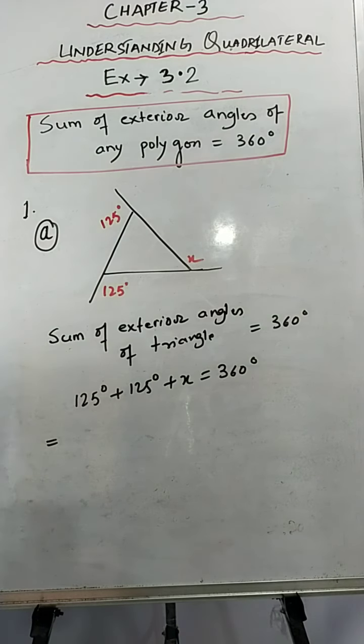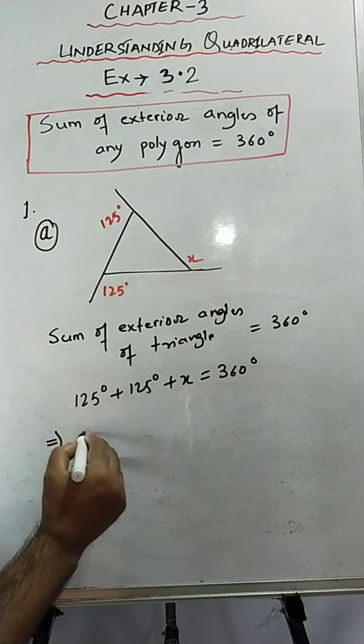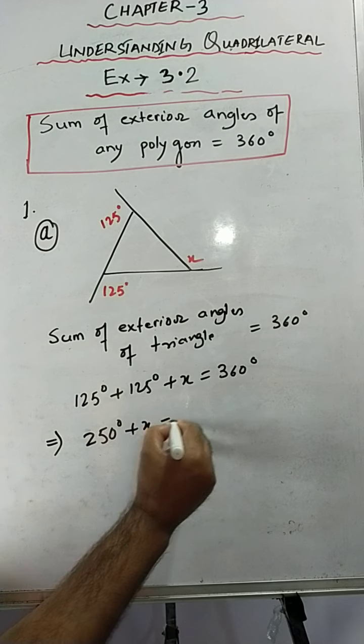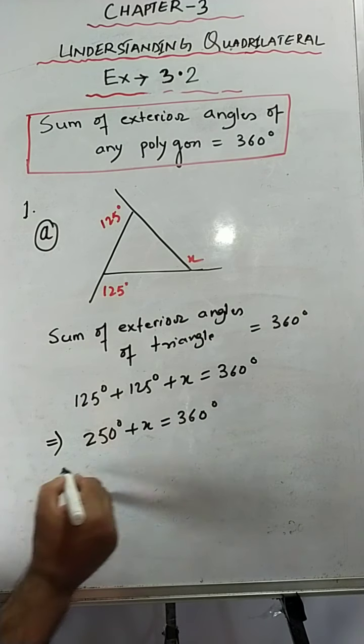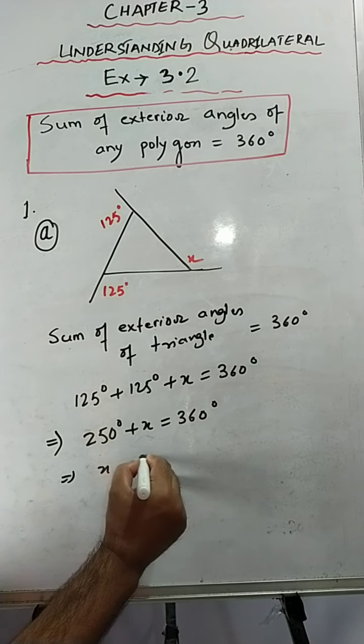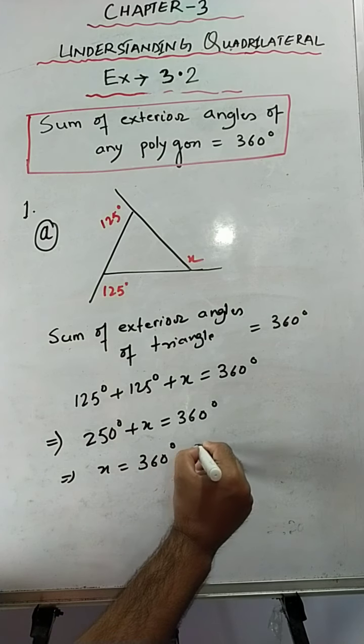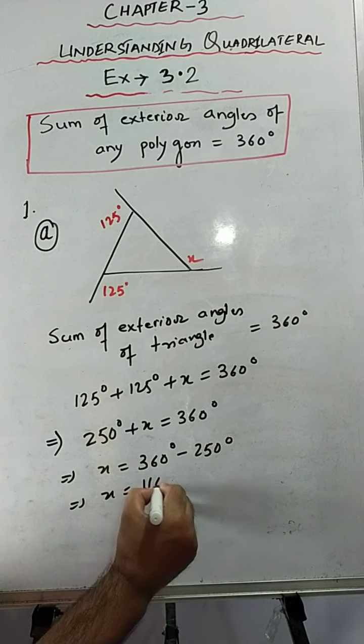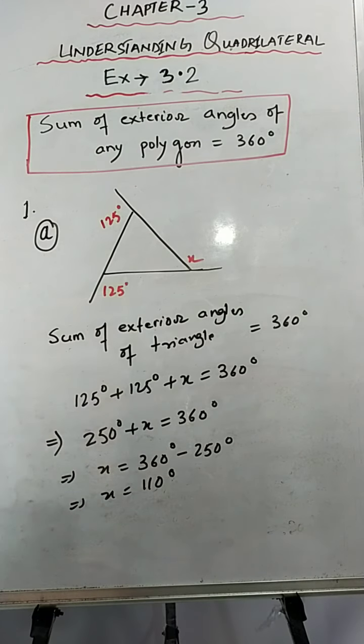Now 125 degree, 125 is 250 degree, plus x is equal to 360 degree. Now x would be equal to 360 minus 250 degree. So your required answer is 110. Okay. So I hope you all have understood the concept of sum of the exterior angles.